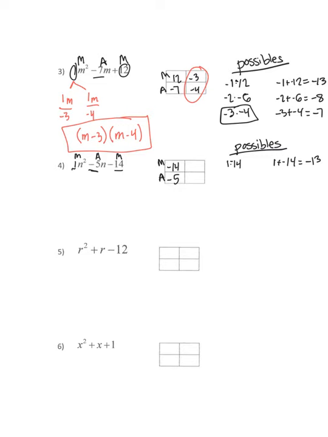So try the next one. 2 times a negative 7. 2 plus a negative 7 gives me negative 5. So this is my answer right here. I've got a 2 and I've got a negative 7.